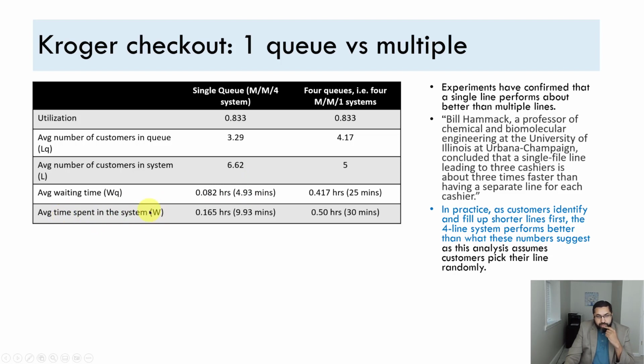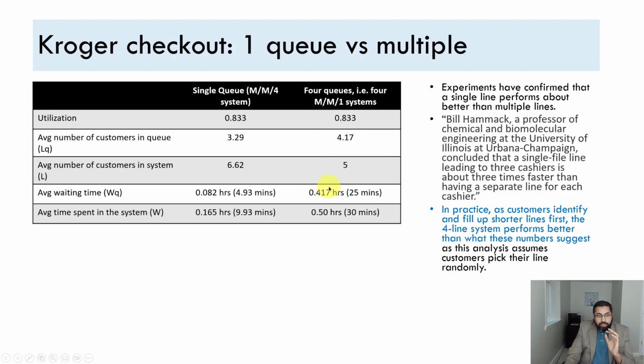And the average time spent in the system is about 0.165 hours, or about 10 minutes. Okay. If you have 4 M/M/1 systems, we're going to analyze one of those systems. Because they're identical, the statistics we compute apply to all of them. So the queue before each of these 4 cashiers is going to have about 4 people on average. The queue plus the person being served is going to be 5 people in this M/M/1 system.